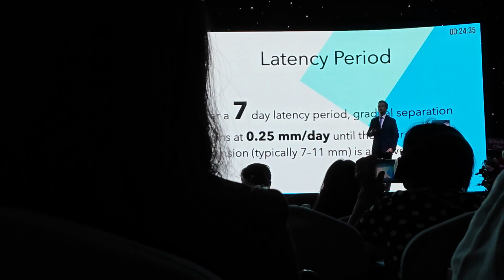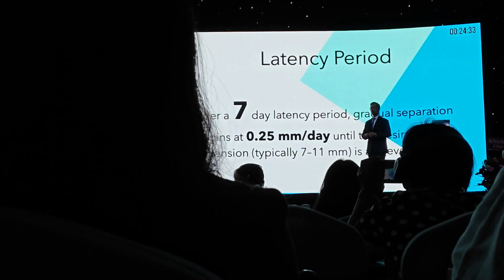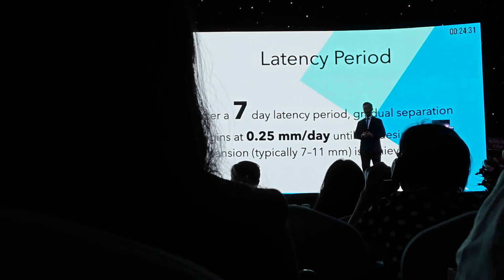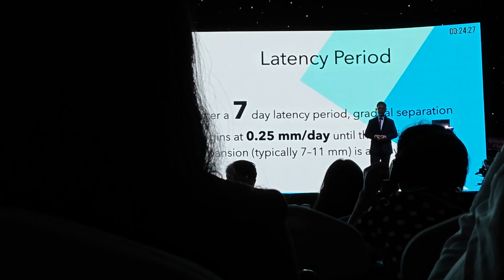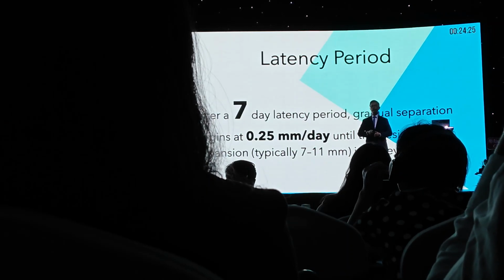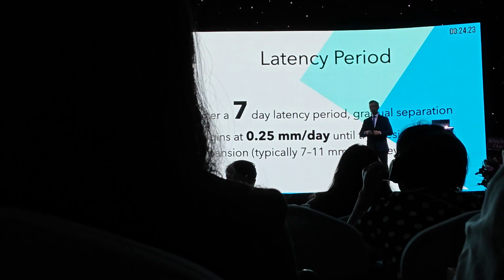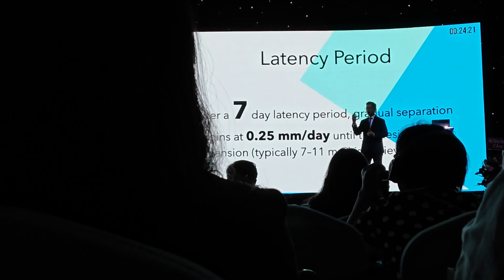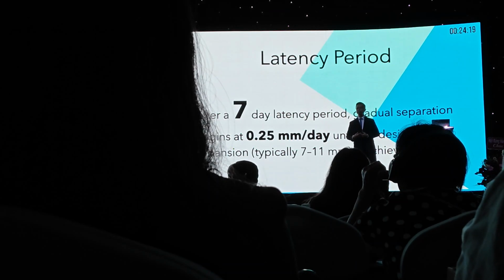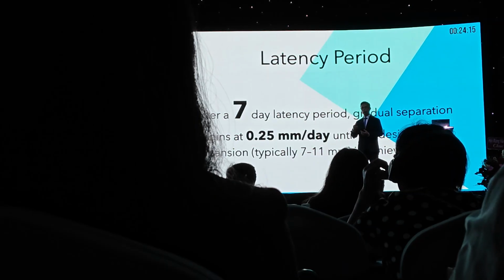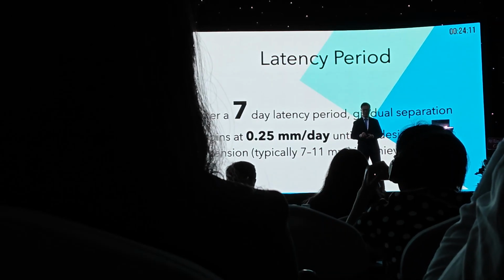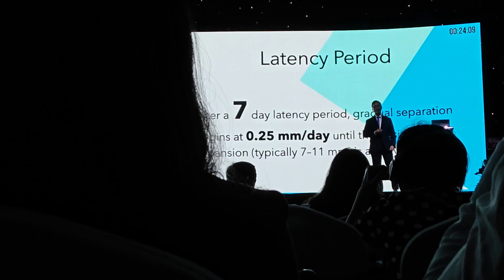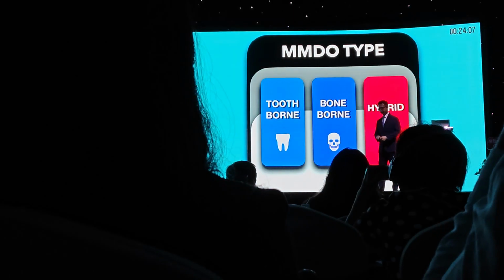And this is very important because after the surgery, you don't want to expand right away. They have to wait for at least 1 week. We call it the latency period. Then you begin at 0.25 millimeter per day. Most of the expansion for the upper jaw, CAD-supported RPE, surgical supported RPE, we did for 0.25 up to 1 millimeter, believe it or not. But now we're going slow. About 0.25 and maybe 7 to 11 millimeter expansion.